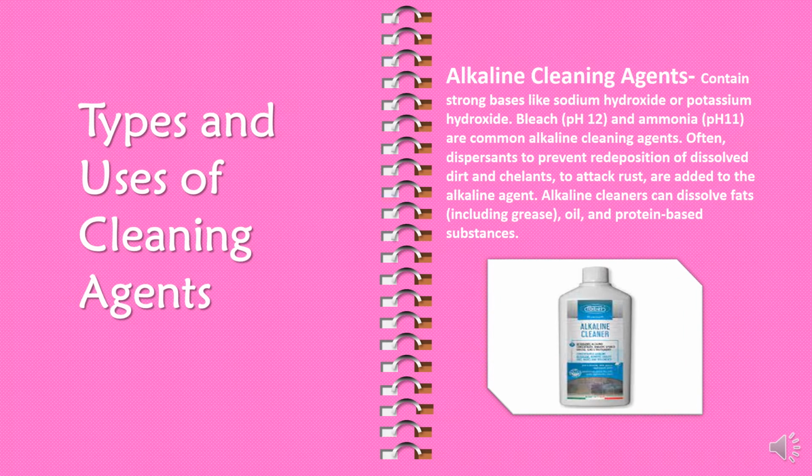Alkaline cleaning agents contain strong bases like sodium hydroxide or potassium hydroxide. Bleach and ammonia are common alkaline cleaning agents. Often dispersants to prevent redeposition of dissolved dirt, and chelants to attack rust, are added to the alkaline agent. Alkaline cleaners can dissolve fats like oil and protein-based substances.